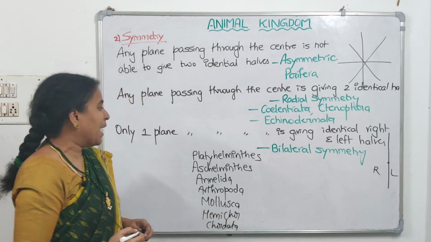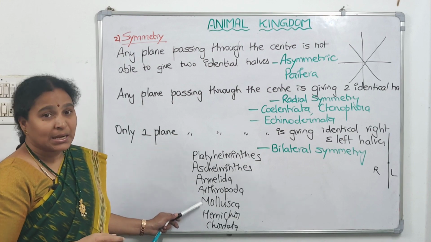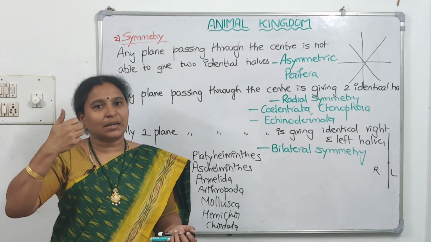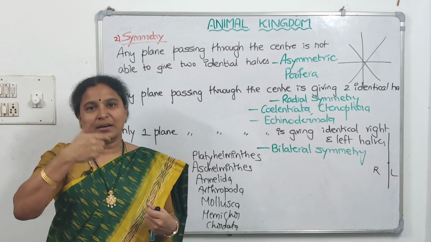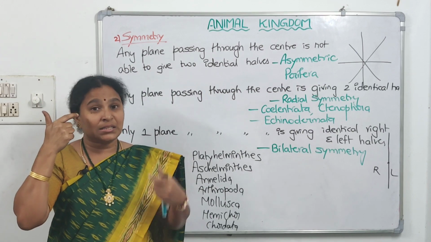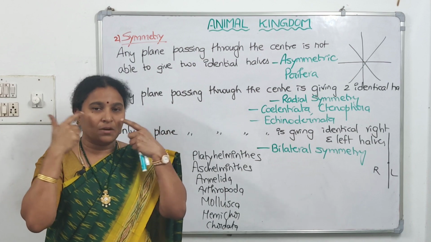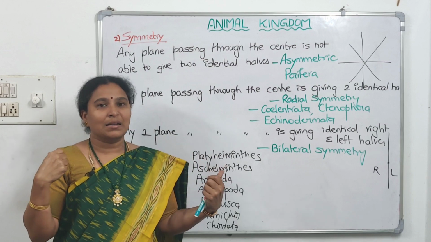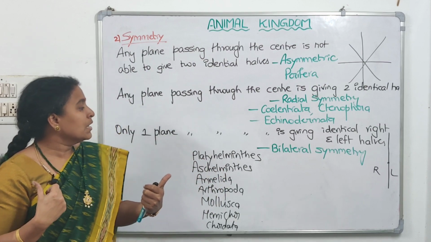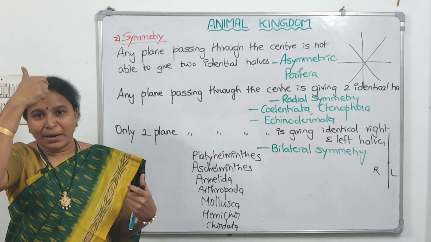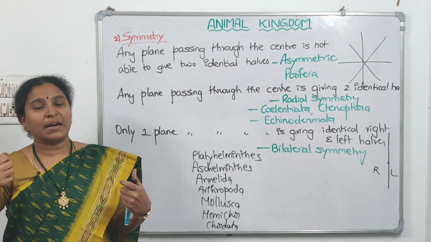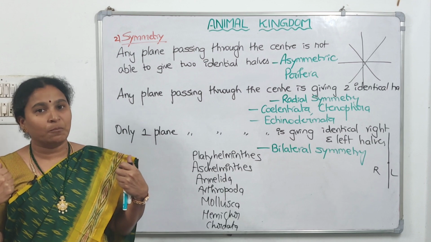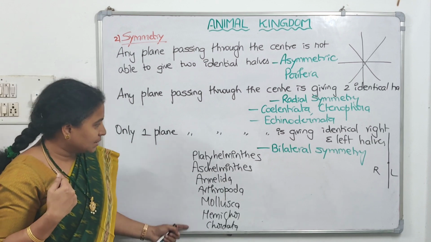Now these phylums, Platyhelminthes, Aschelminthes, Annelida, Arthropoda, Mollusca, Hemichordata, Chordata, when you cut through only one plane, you have similar right and left halves. Even we are bilaterally symmetrical. When we cut like this, one eye this side, one eye this side, one nostril this side, one nostril that side, one ear this side, one ear that side, right? One hand this side, one hand that side, one leg this side, one leg that side. So when only one plane passing through the center divides the body into right and left halves, that's called bilateral symmetry. And the phylums which obey bilateral symmetry are these.